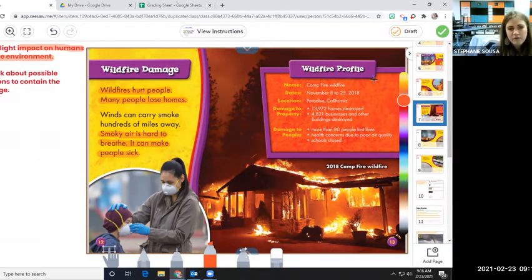Over here next to this photograph, we have what is called a text feature of a profile or a text box. This is a photograph from a Camp Fire wildfire, and it occurred from November 8th through November 25th, 2018. So about 2.5 years ago, this wildfire occurred, and it burned for about 2 weeks. This happened in Paradise, California. And take a look at the impact of this.